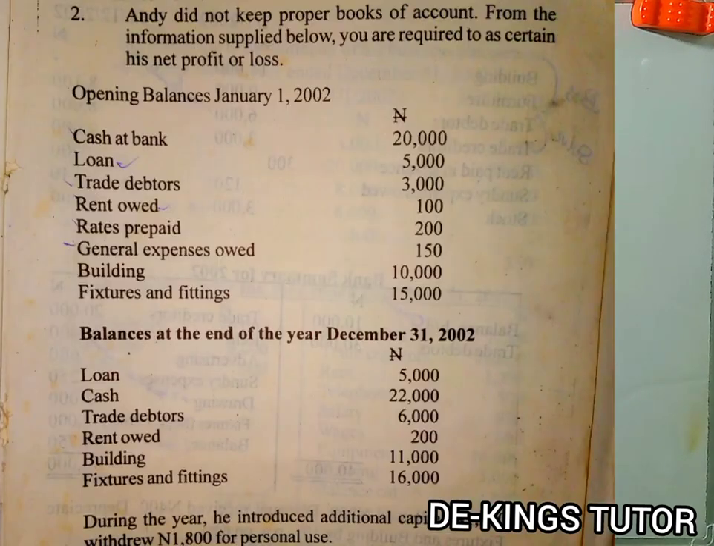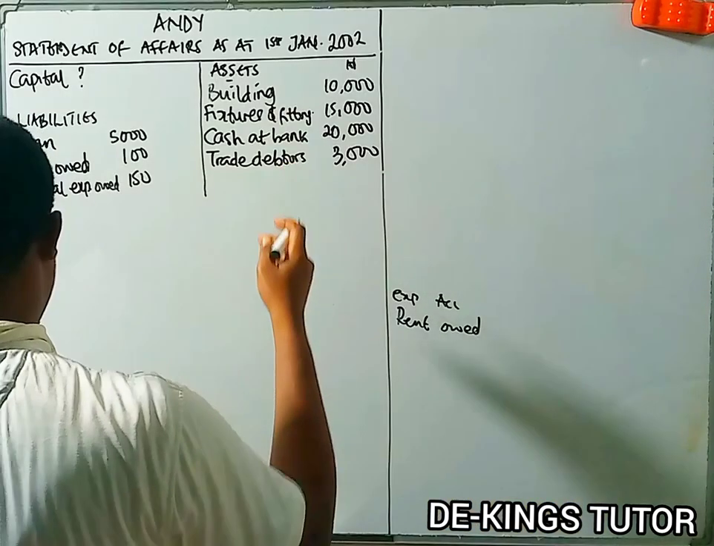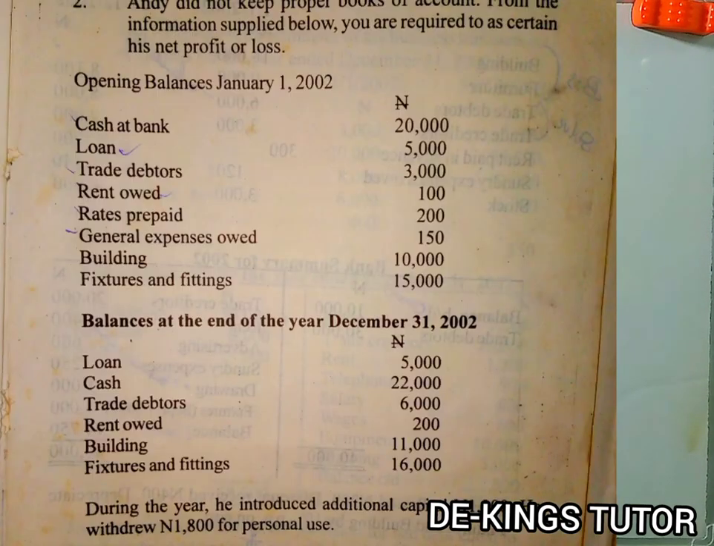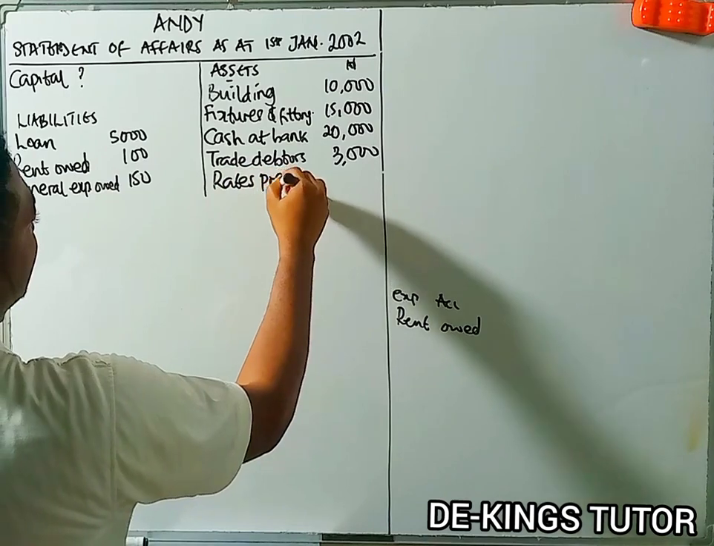How much is it? 150. Okay. Building and fixtures, we have put that. So then rates prepaid, we missed that. Rates prepaid. So I'm going to put rates prepaid.